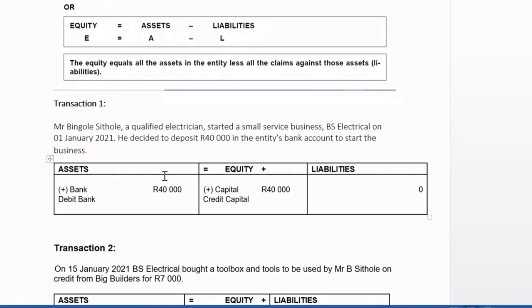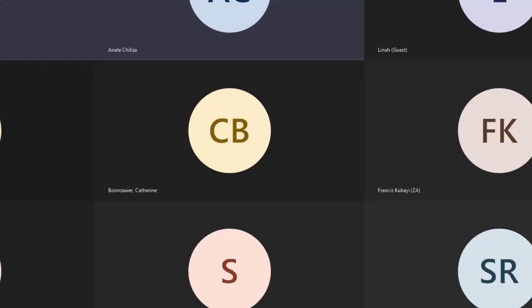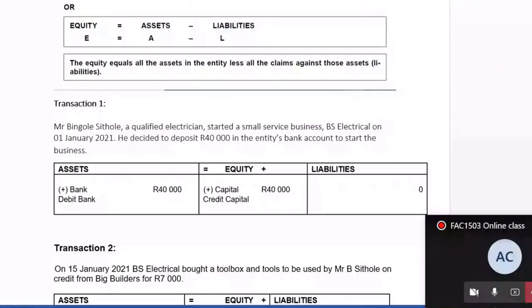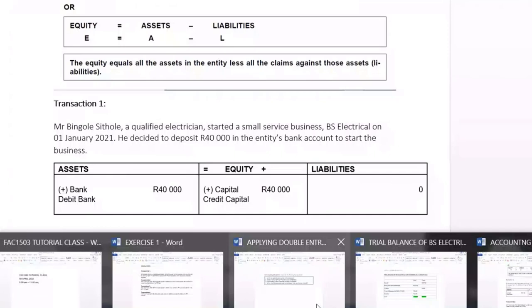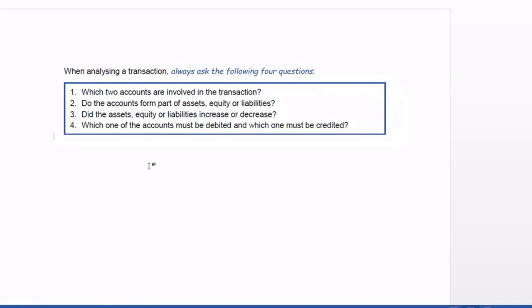And after that, look at point number three in the double entry principle: did the asset, equity, or liability increase or decrease? I'm saying to you, if you understand point number three in the double entry principle, you will be able to apply your accounting equation.